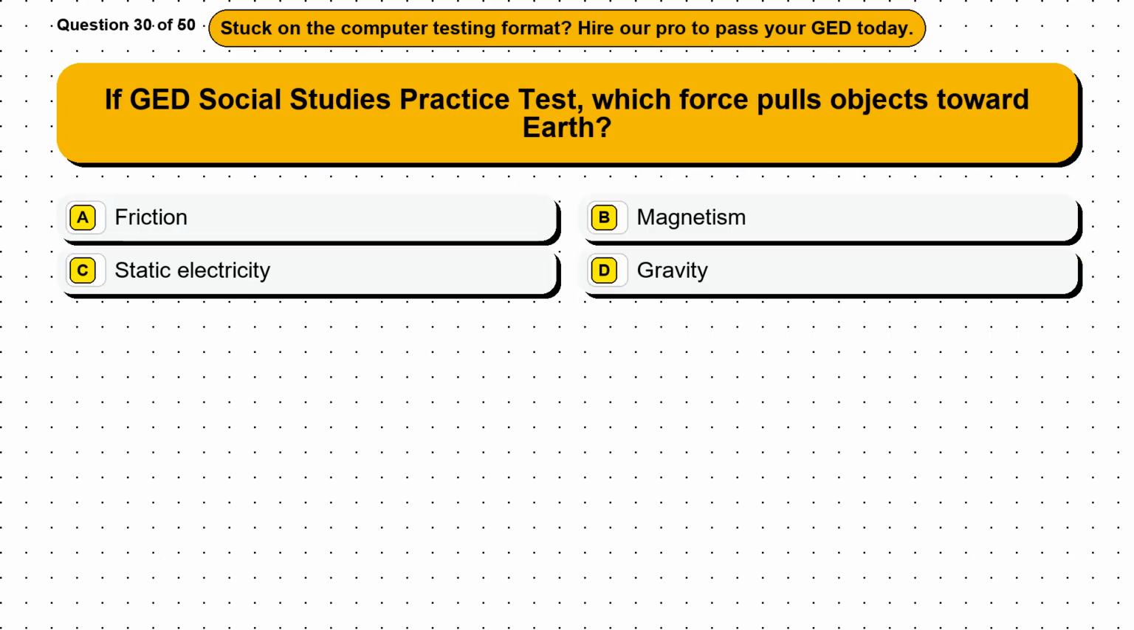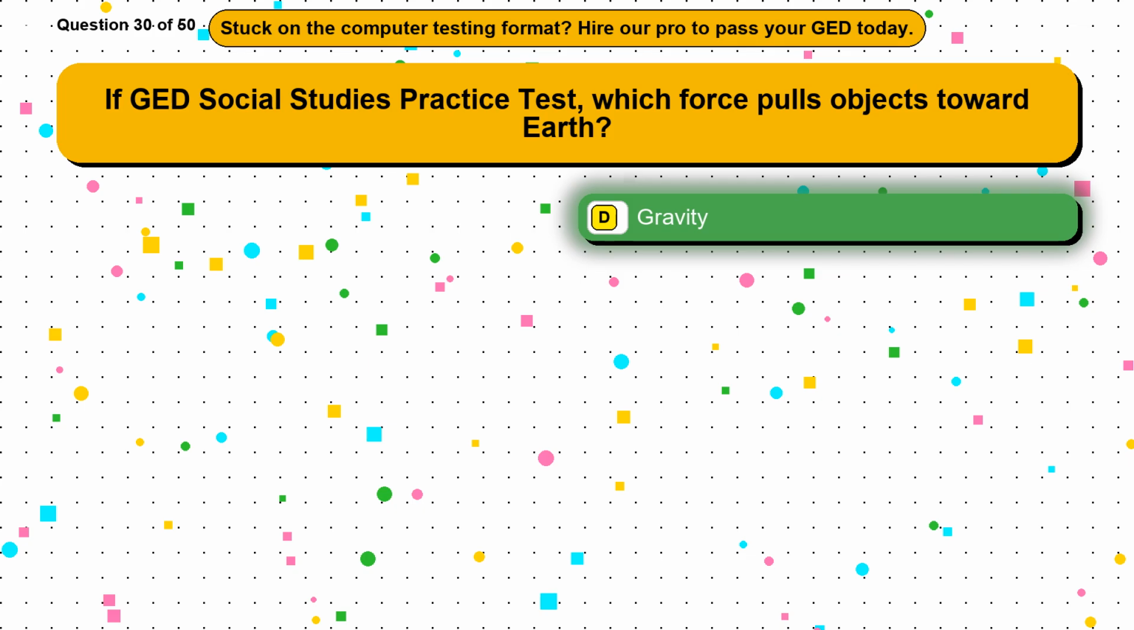Question 30. If GED Social Studies practice test, which force pulls objects toward Earth? Option A, friction. Option B, magnetism. Option C, static electricity. Option D, gravity. The correct answer is option D, gravity.